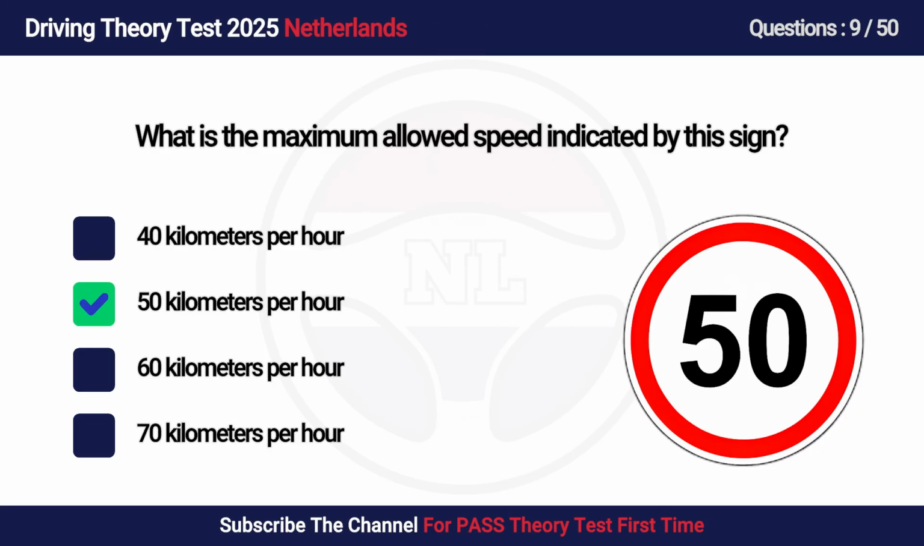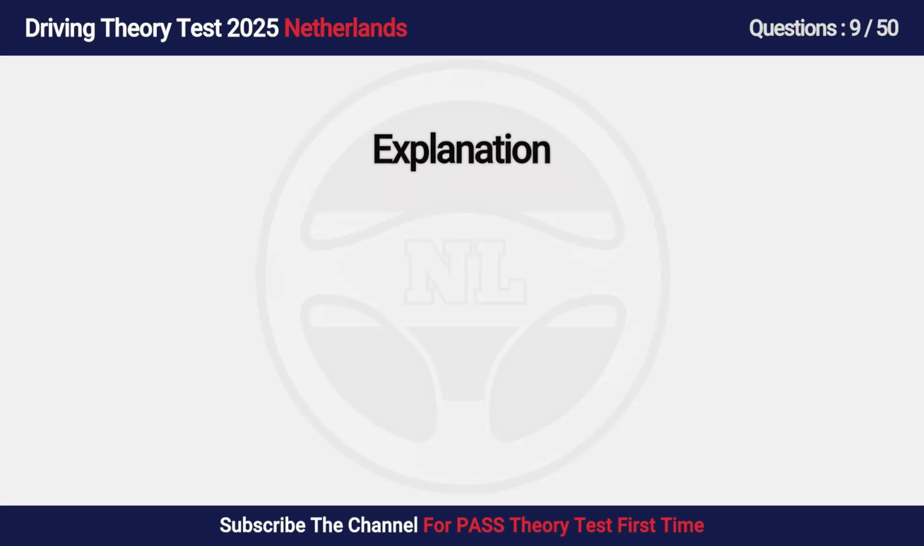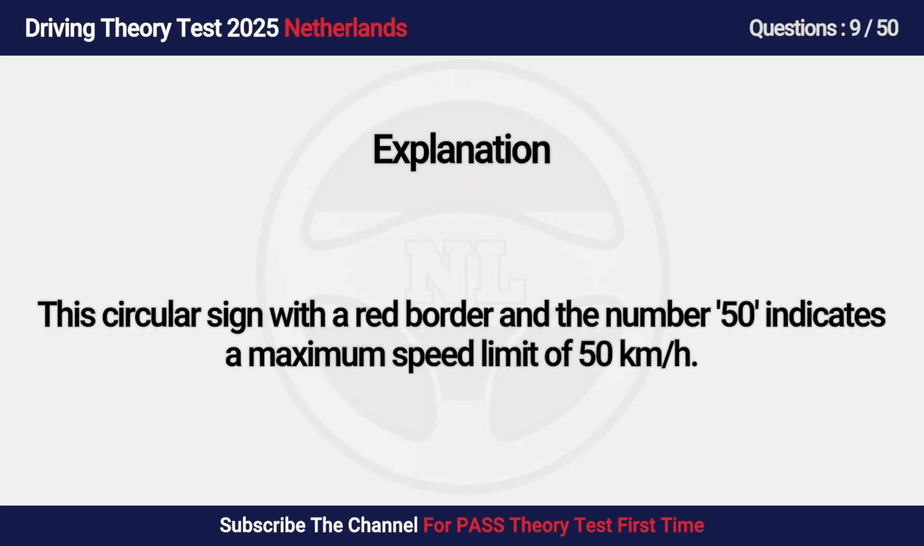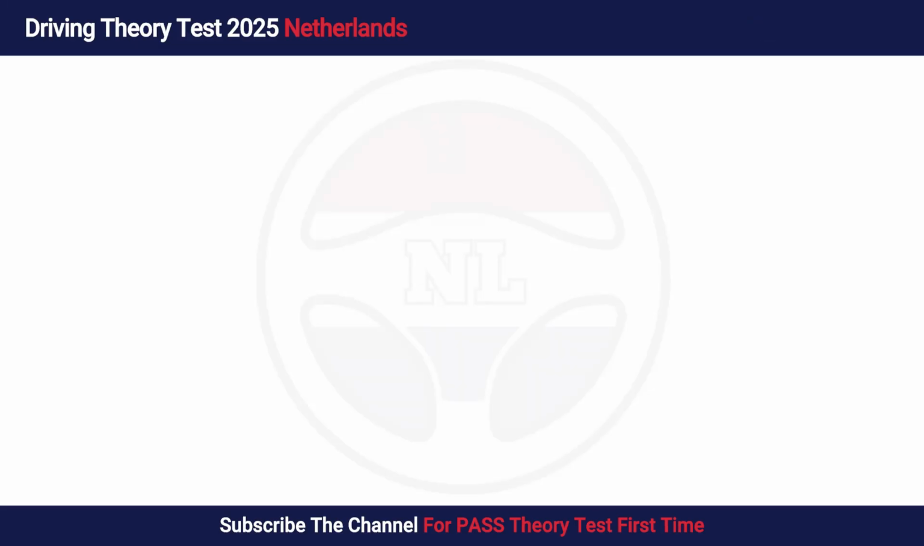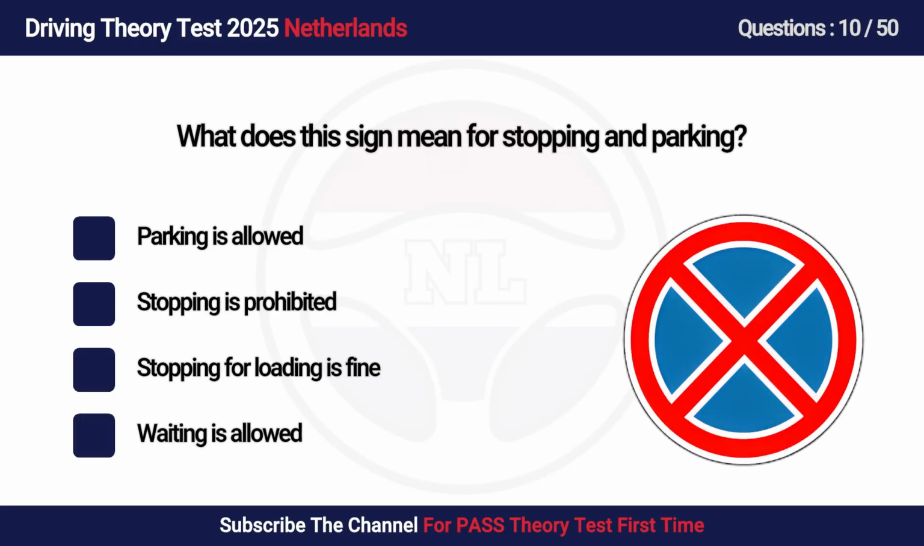Answer is B. 50 km per hour. This circular sign with a red border and the number 50 indicates a maximum speed limit of 50. Question 10. What does this sign mean for stopping and parking?